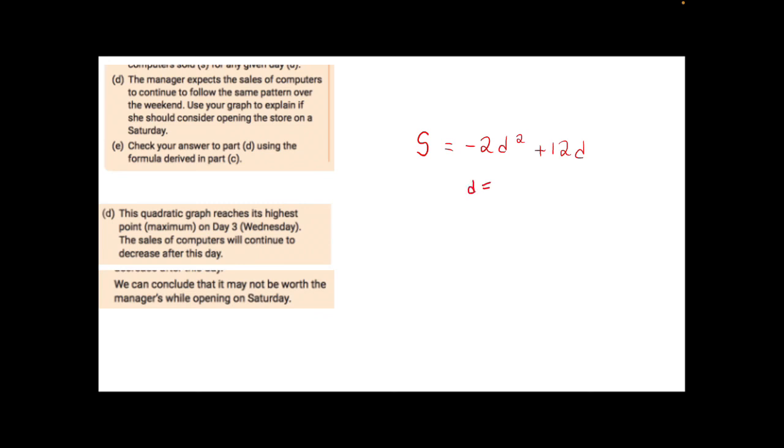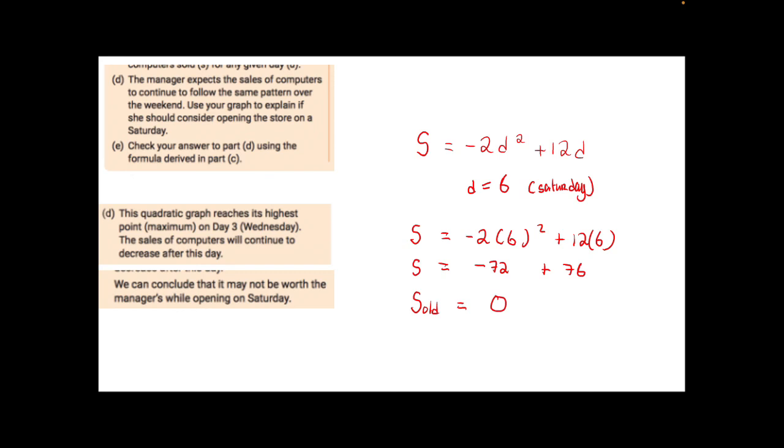So when our day is equal to 6, so on the 6th day, that's your Saturday, let's see how many computers are sold. So I substitute in 6 for D in my equation. So my number of computers sold is equal to minus 2 times 6 squared plus 12 times 6. And putting this in our calculator gives us minus 72 plus 72. So the number of computers sold on day 6 is 0. So we have 0 computers sold. So we can verify that it is not worth our while opening the store on a Saturday.